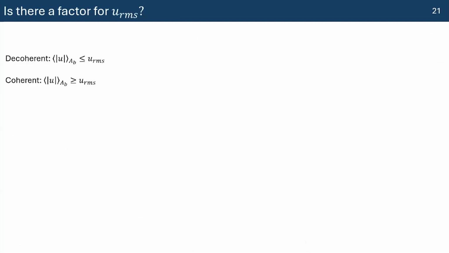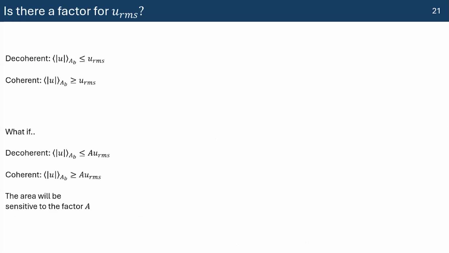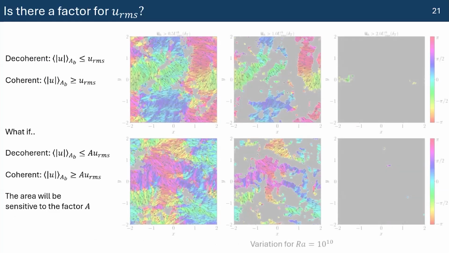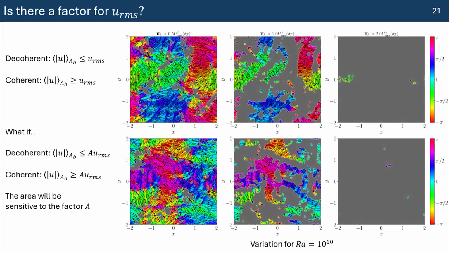And another thing that we looked at is, when we split up the flow based on URMS, whether there's a factor by which we should split up. We have decided that decoherent is any cell with velocity less than the URMS. But what if we take a factor? The area fraction will definitely be sensitive to the factor. So we chose two factors apart from 1: 0.5 and 2.